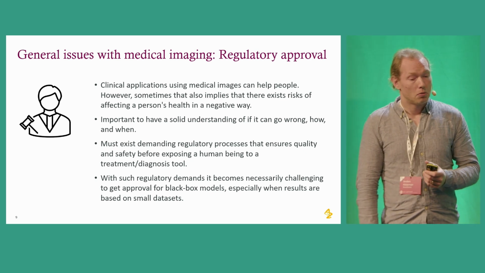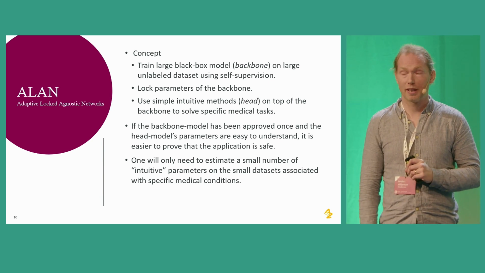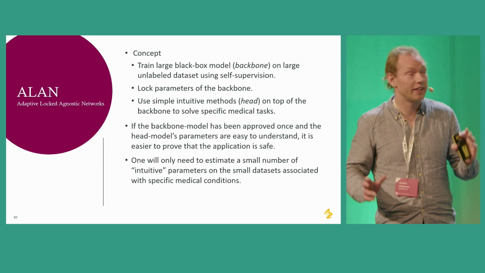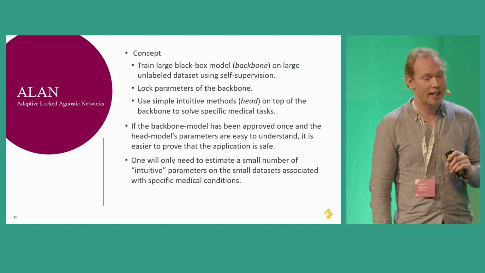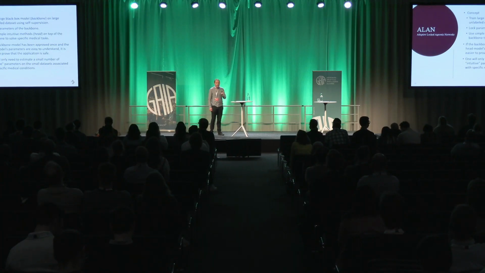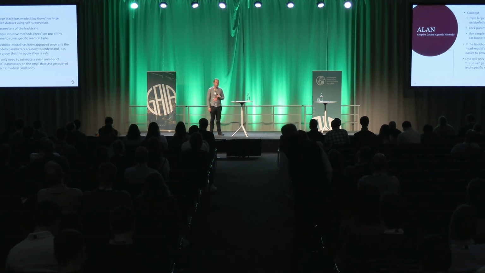So with this in mind, we looked at this and thought up this concept that we call ALAN. We're certainly not the first ones to have thought up this concept, but I think we're the first to have named it ALAN. And ALAN stands for Adaptive Locked Agnostic Network. So the basic idea is that we train some large black box model on unlabeled datasets using self-supervision. And then we lock those parameters to never touch those values again. And then we use simple intuitive methods on top of that. And these methods should have parameters that we can understand the meaning of, and they should be a small number of those as well, so we're able to train on scarce data.